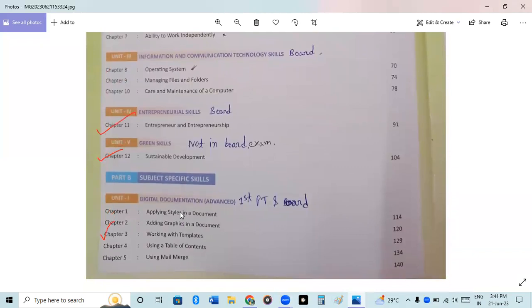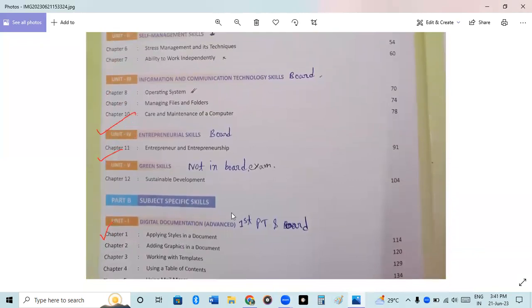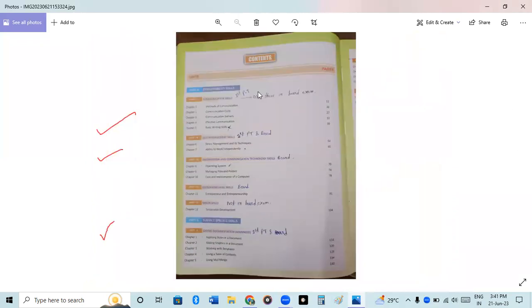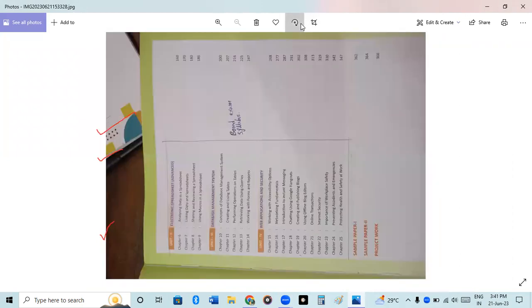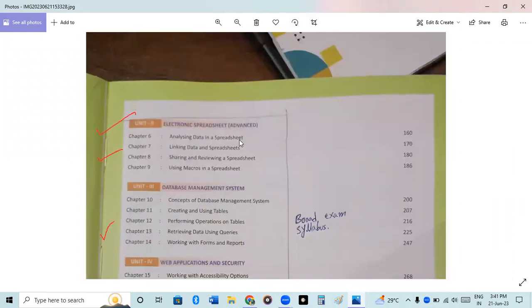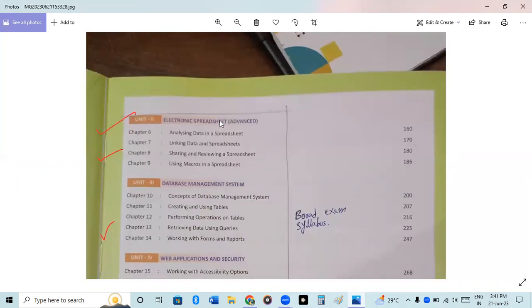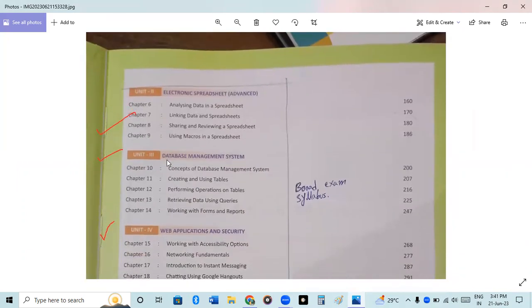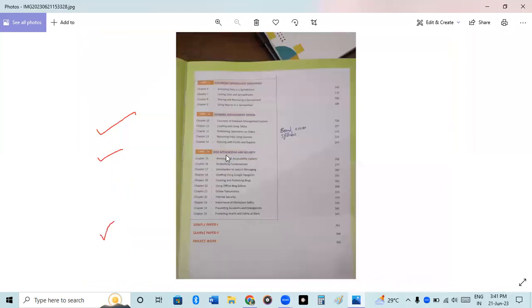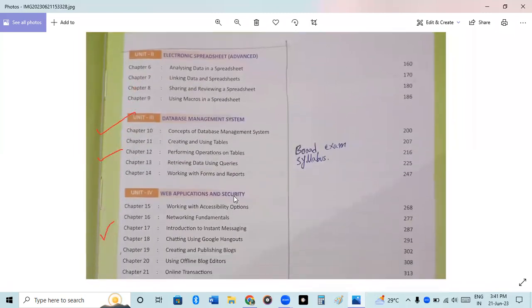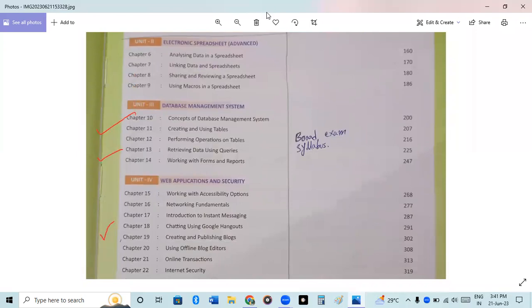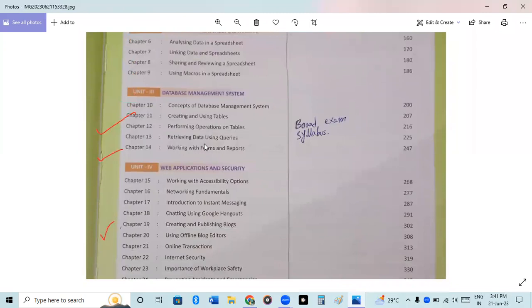Unit 1 is digital documentation advanced. Unit 2 is electronic spreadsheet, advanced level. Unit 3 is database management system. And the last one is web application and security. In this chapter we learn web applications like instant messaging apps, chat, blogs, these things.